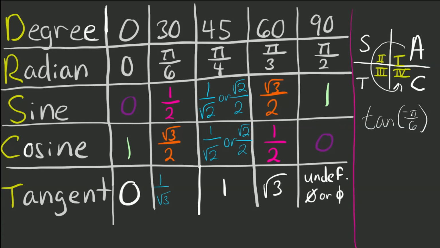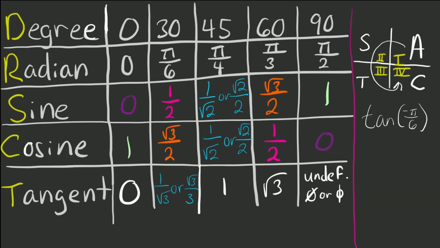Similarly, tangent of pi over 6 has that same property. So tangent of pi over 6 is either 1 over root 3 or root 3 over 3. Either of those. And I'm showing you these because depending on what you're doing, one form might be more useful than the other.